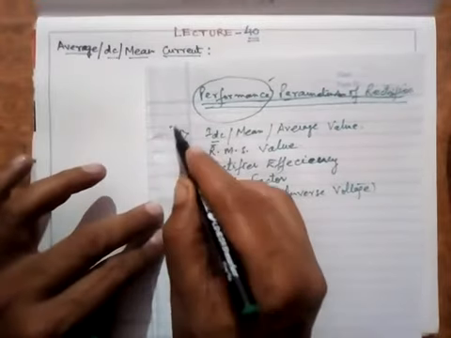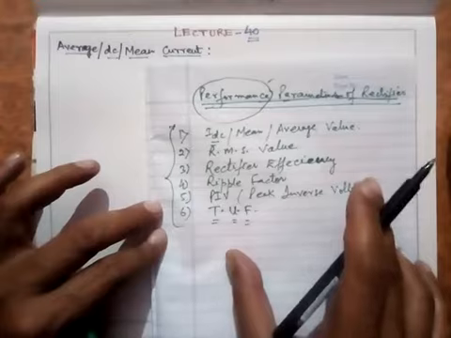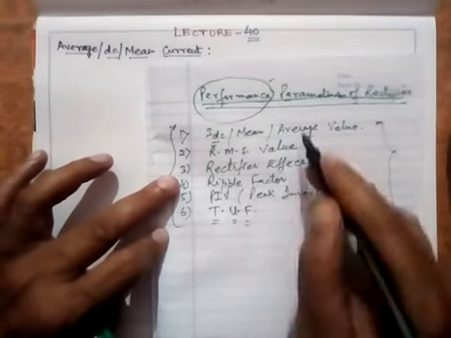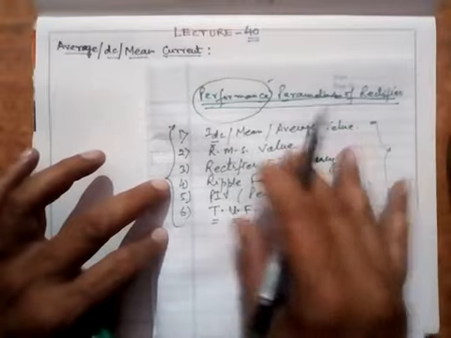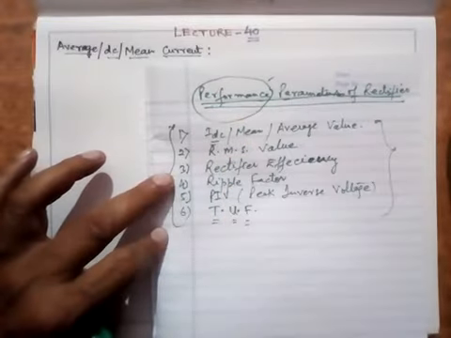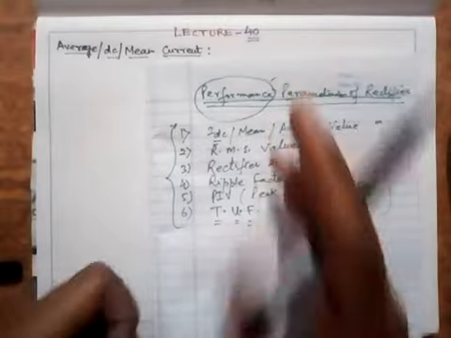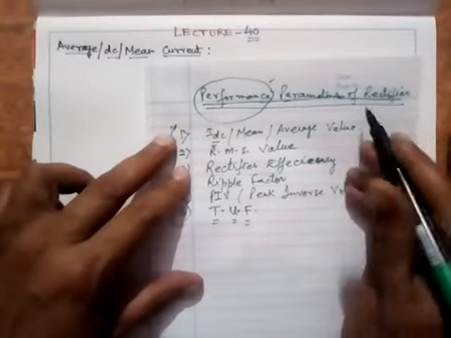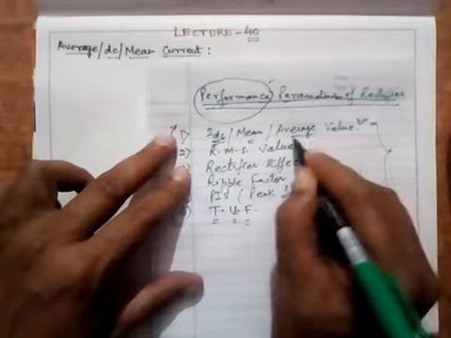Based on these parameters, we'll analyze the performance of any rectifier, or we'll make a comparative study of half wave and full wave rectifiers. So first I'll start, as I've done, the half wave rectifier with you. So let's come back to this half wave rectifier, and I'll start with this IDC, DC value or mean value or the average value of this half wave rectifier.